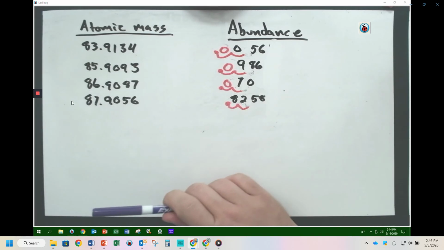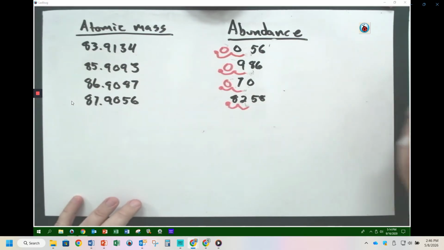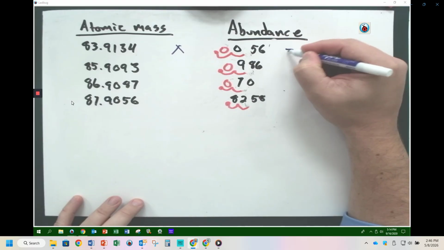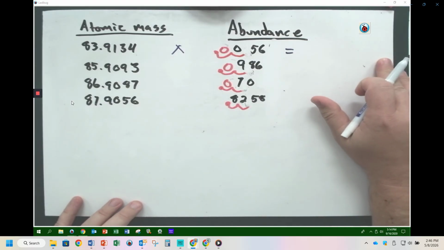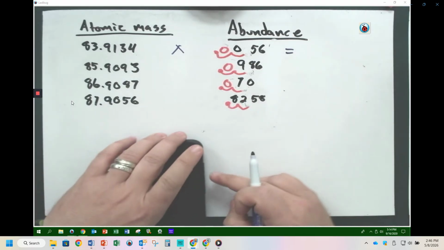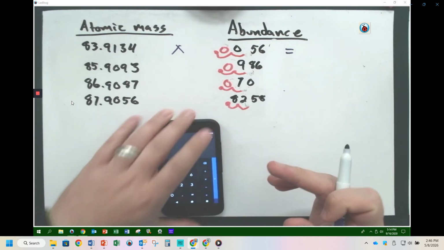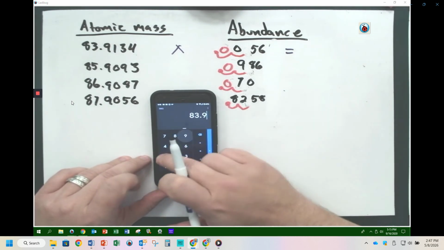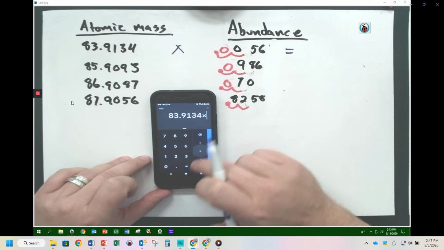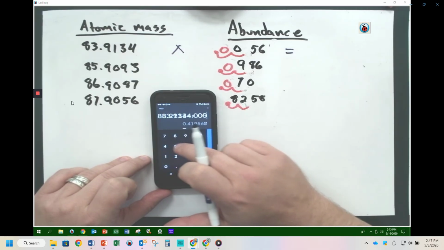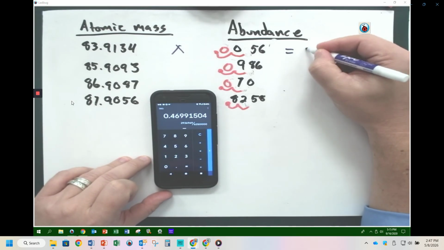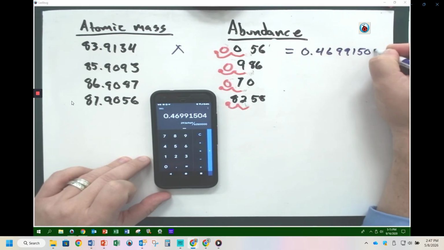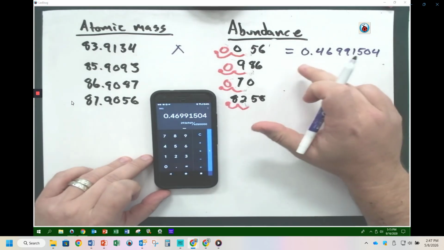I'm going to do this one slightly differently than I did the last example, in that I'm not going to rewrite everything down here. I'm just going to go straight across. So we have our mass times our abundance equals our number. So I'm going to do that for each one of these. So let's go ahead and get our calculator out, and we're going to do 83.9134 times 0.0056. And that gives me 0.46991504. All right, so that's the first one.